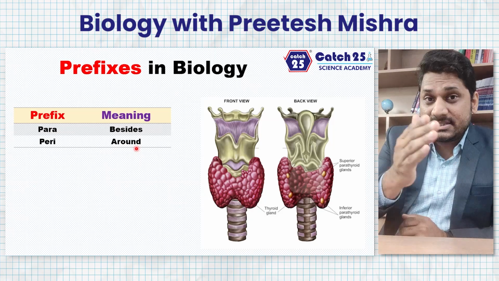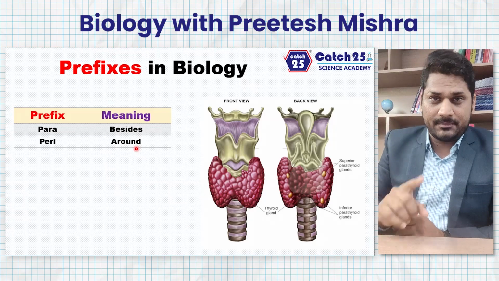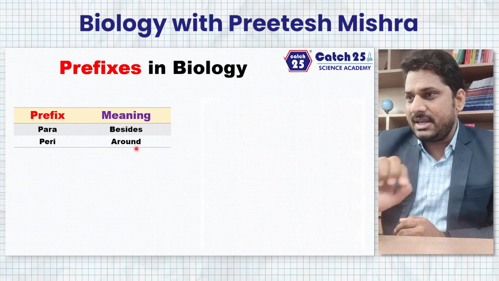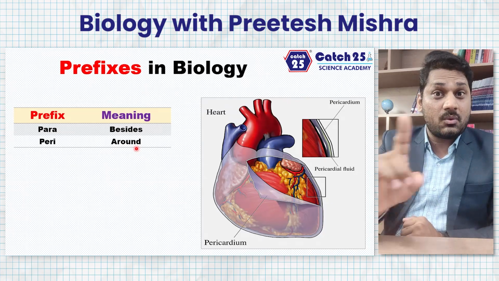Parathyroid, besides thyroid, is not a part of the thyroid. Apart from thyroid, correct? Okay. Let's take the next example and check this. Peri, around.